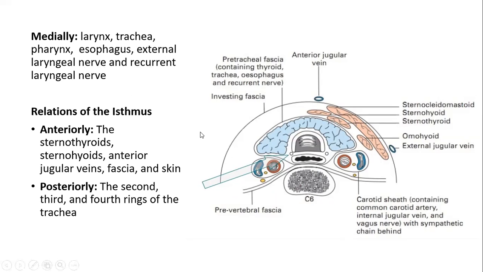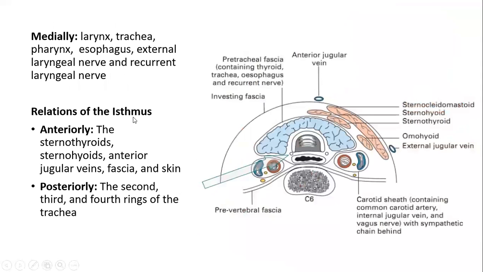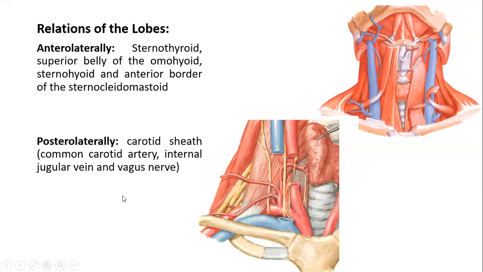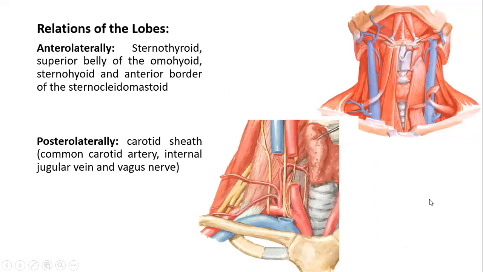Then coming to the relations of the isthmus. The isthmus is the joining between the right and left lobe. Anteriorly, we have the sternothyroid, sternohyoid, anterior jugular vein, fascia, and the skin, as you can see here. So this is the isthmus. Posteriorly, we have the second, third, and fourth tracheal rings. As we saw, it is sitting on the second, third, and fourth tracheal rings. So the posterior relation for this will be the second, third, and fourth tracheal rings. This is the isthmus here.